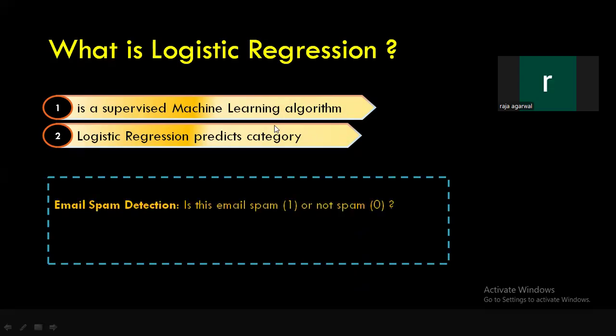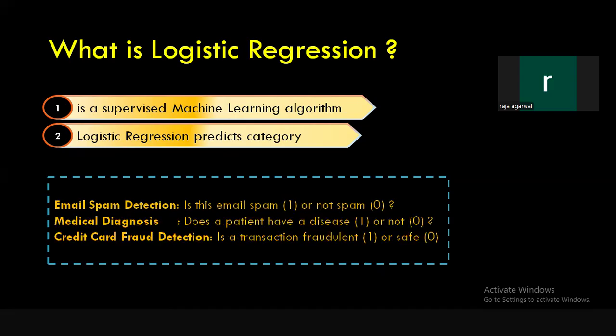Okay, so these are the real life examples. Email spam detection. For example, you want to predict whether the given email is spam or not spam. If it is spam, it will flag that as a one. If it is not spam, zero. In the case of medical diagnostics, does a patient have a disease or not? And also credit card fraud detection. Is a transaction fraudulent or non-fraudulent? In short, if your task is to classify something into categories, then you can go for logistic regression. That is your go-to algorithm in that kind of scenario.